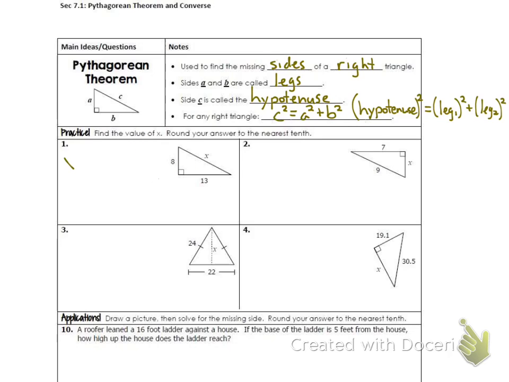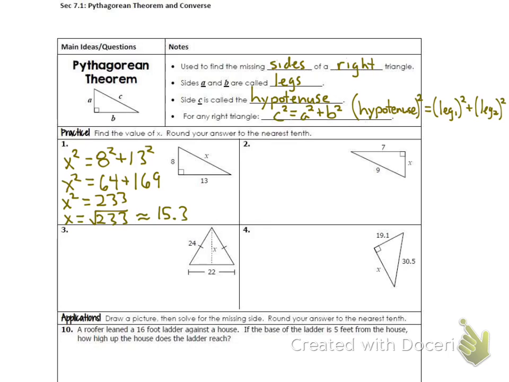In example 1, we're going to go x squared equals 8 squared plus 13 squared. We're going to square the values on the right-hand side and get 64 plus 169. These are going to combine to give us 233. We then have x squared equals 233, which becomes x equals the square root of 233. When we take the square root of 233, it does not simplify in radical form, but we can write it as the decimal, approximately 15.3.